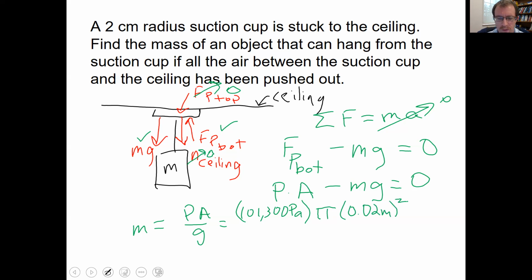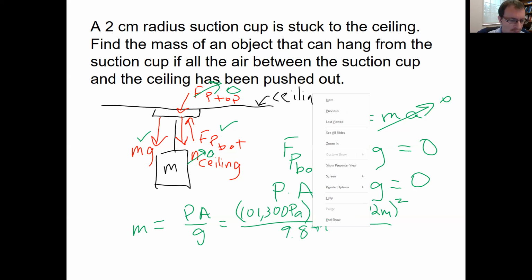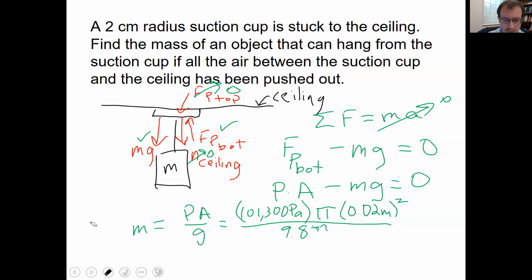So 2 centimeters is 0.02 meters. And then we're dividing this by gravity, 9.8 meters per second squared. Sorry, I'm having a little bit of difficulty there with my screen. Let's see if we can erase this and actually get the units on there right. Meters per second squared. There we go.